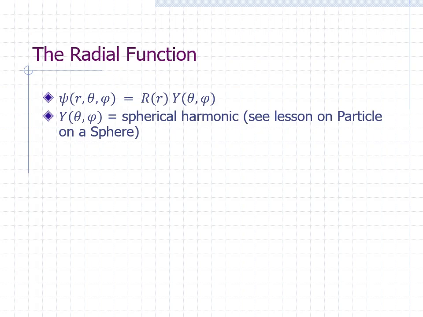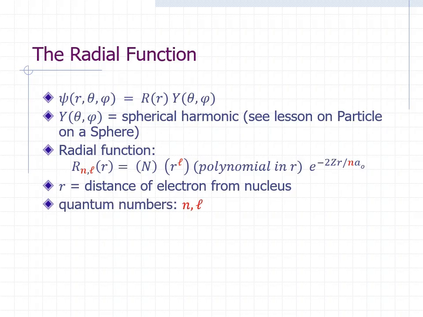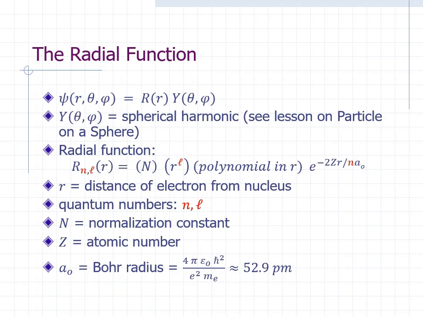So now, we'll examine the radial function, which is typically represented by uppercase R and generally follows the form shown here. It depends only on lowercase r, the distance of the electron from the nucleus. Two quantum numbers, n and l, appear in the expression for the radial function as shown here in red. Uppercase N is the normalization constant. Z is the atomic number, and a0 is a collection of constants that evaluate to 52.9 picometers to 3 significant digits. a0 is referred to as the Bohr radius.